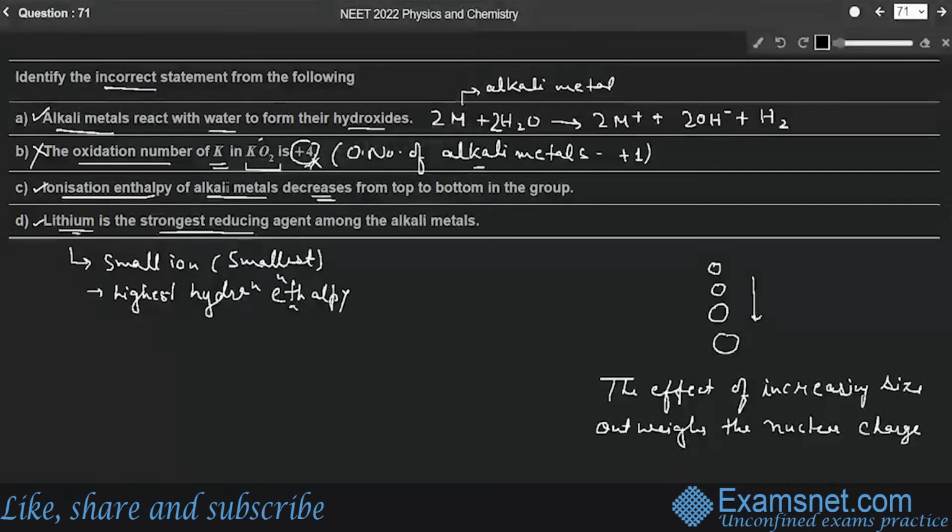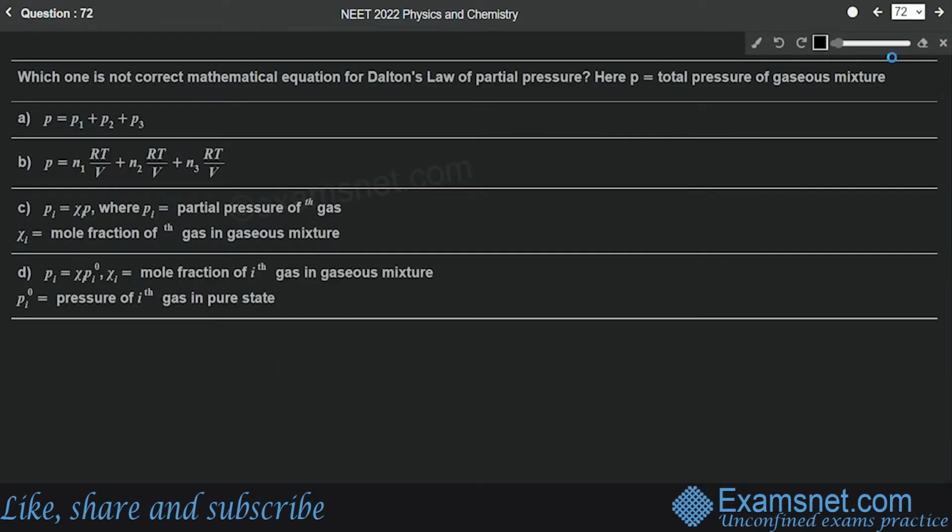That means it will have the highest hydration enthalpy and due to this it will have high negative E0 value, right? And higher the negative E0 value, more is the reducing power. Okay, that means it will be the strongest reducing agent. Got it? So this was the explanation for this question.